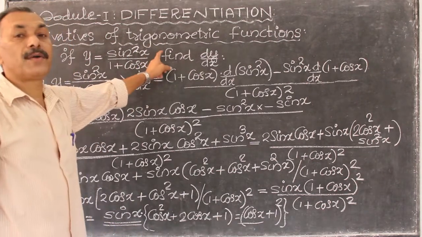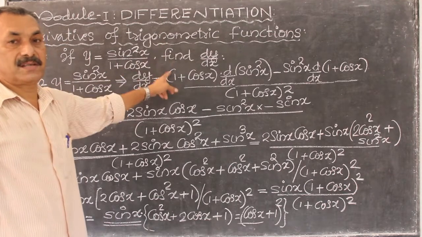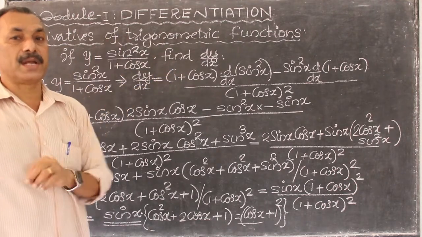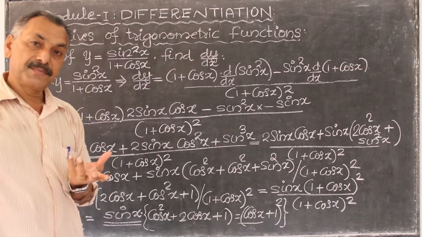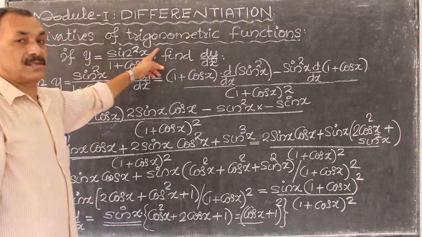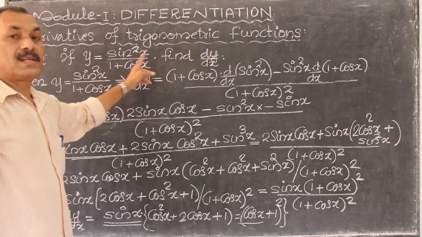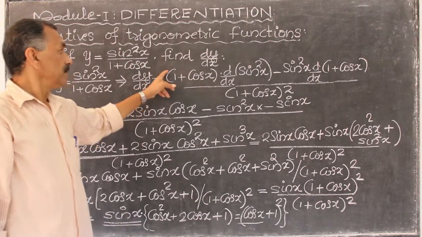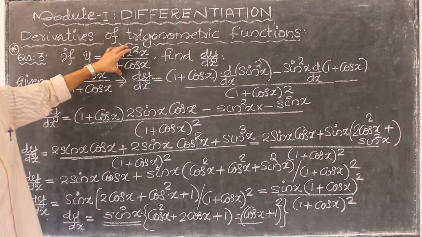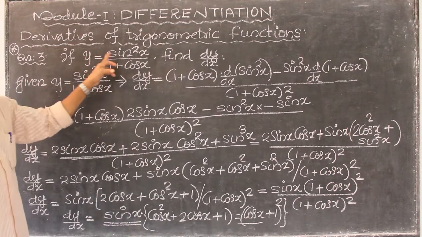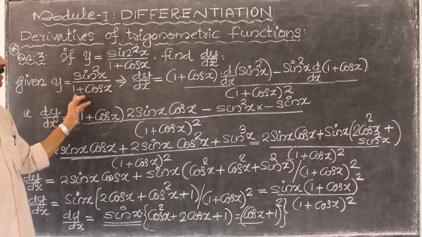This is in the form of a quotient, with a numerator and a denominator. The numerator is sin square x. The denominator is 1 plus cos x. Given y is equal to sin square x divided by 1 plus cos x.